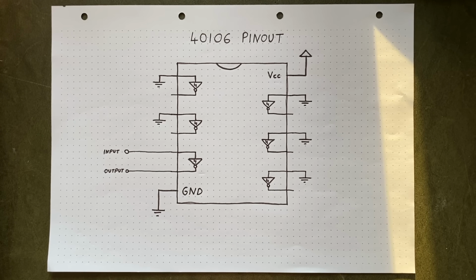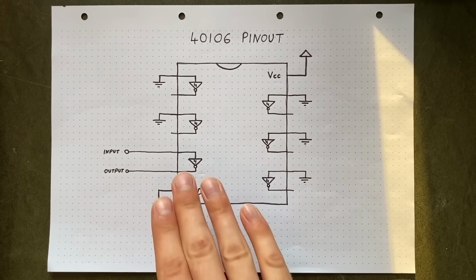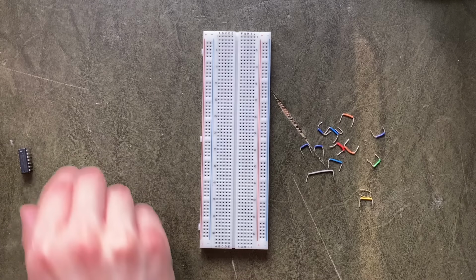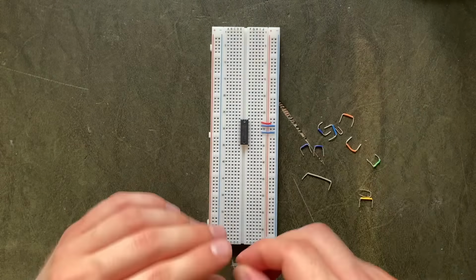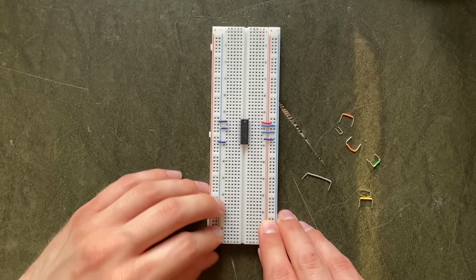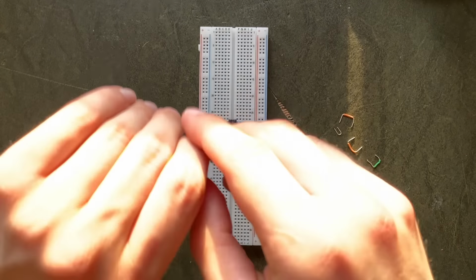There's one catch to using this chip though. We need to connect all the unused inputs to ground, because otherwise they might pick up static noise and make the inverter we do use act irrationally. So first, let's set up that chip. Next, I'll put in the diode.